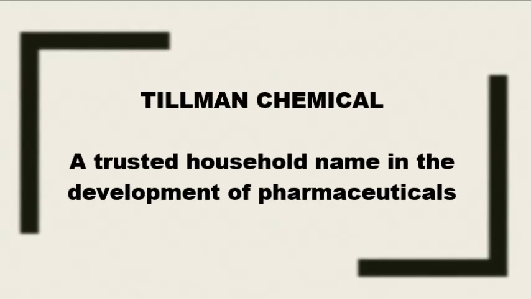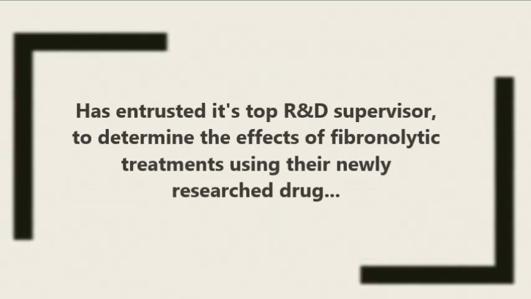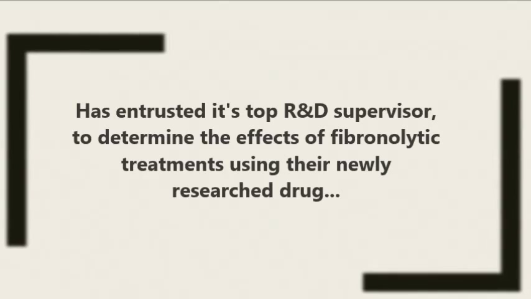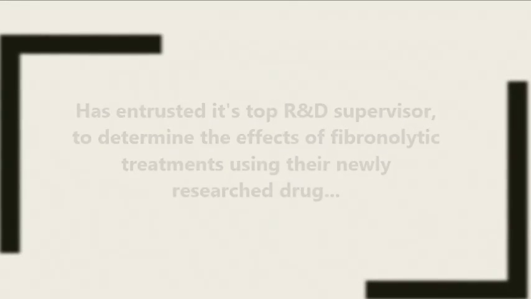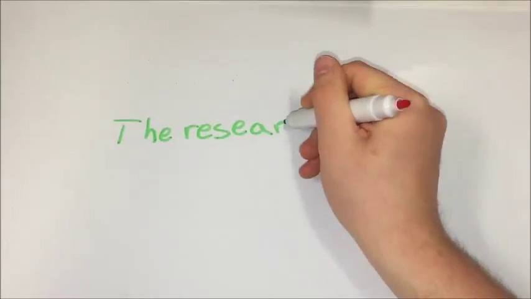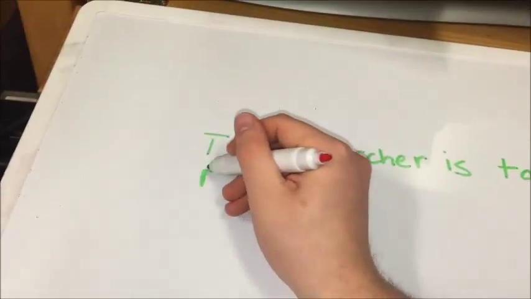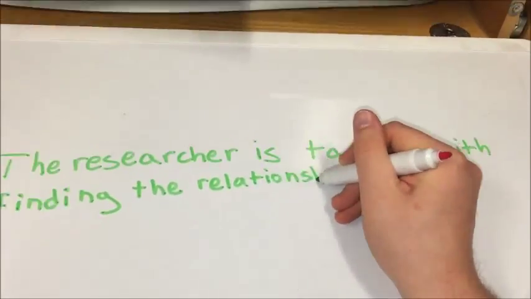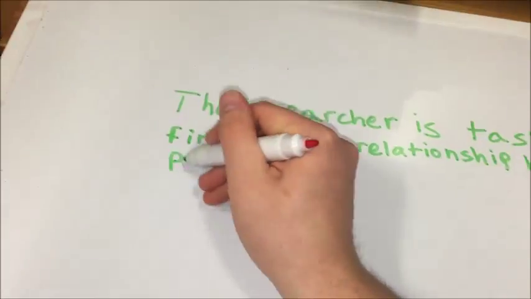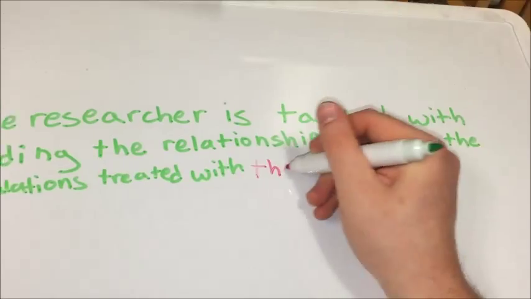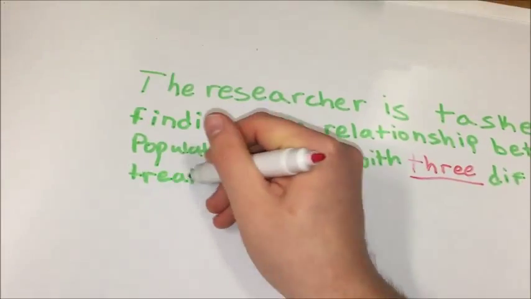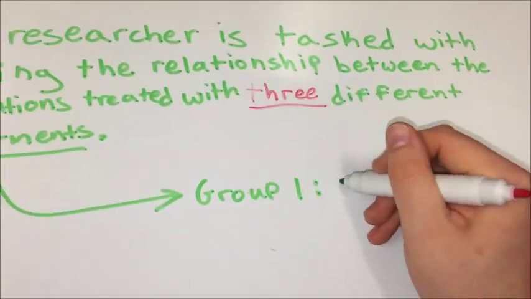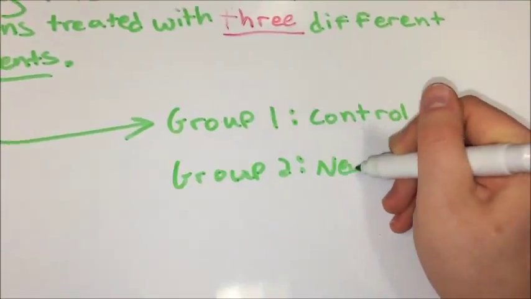Tillman Chemical, as an example, is testing a new drug that they have developed, Plaque breaker X. The researchers will use ANOVA to determine the effects of variation among the 3 treatments for 3 populations, with 10 observations each. These include a control fibrinolytic, a competitor's new drug, and the Plaque breaker X.